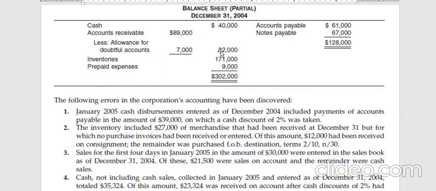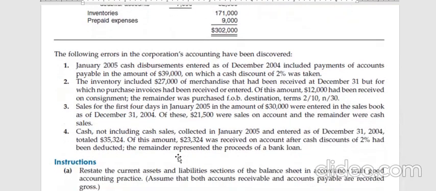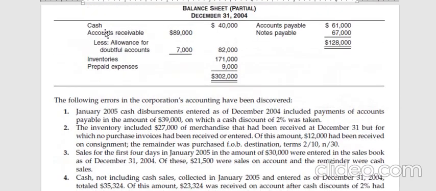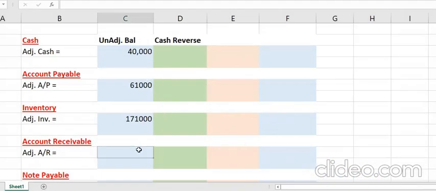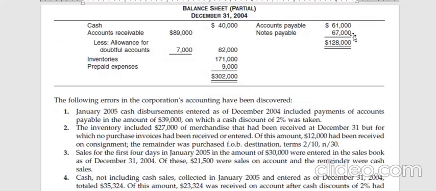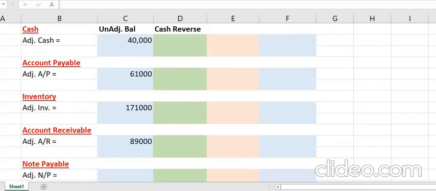Then account receivable, now we do have a net value of 82. I'm not considering the net value here. Why? Because the account receivable and note payable information is recorded as gross, so I'm focusing on the gross, which is 89,000 here. So I will shift the unadjusted balance of 89,000 of account receivable, and in note payable we had an unadjusted balance of $67,000. So I will shift these values here.